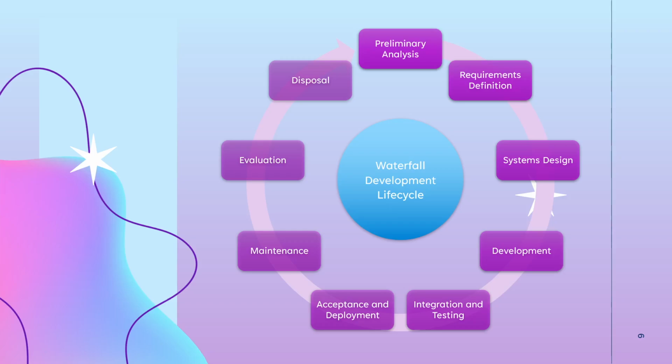But the waterfall development lifecycle really has these 9 major stages here. Let me get out a laser pointer. That's preliminary analysis, the requirements definition, systems design, software development, integration and testing, acceptance and deployment, maintenance, evaluation, and then the disposal of the product. Because waterfall is based on this idea where software is developed, used, and then disposed of.